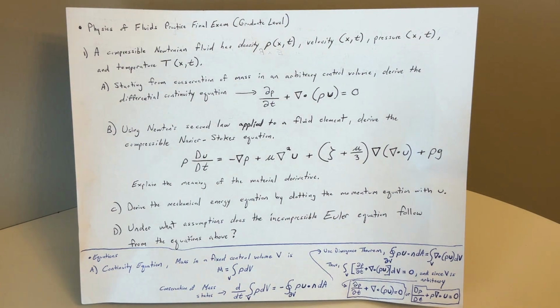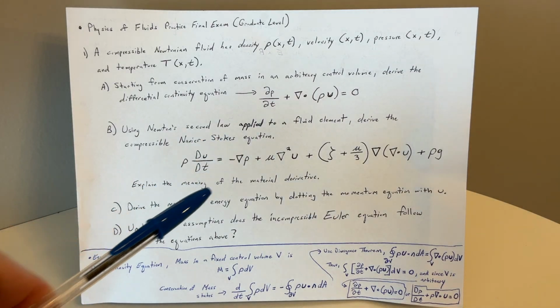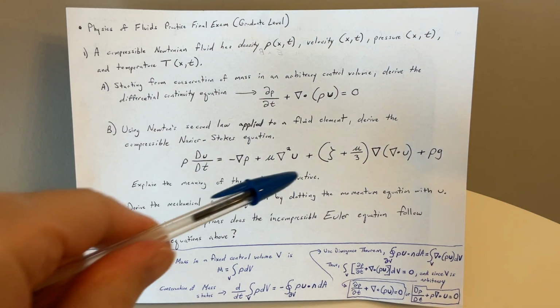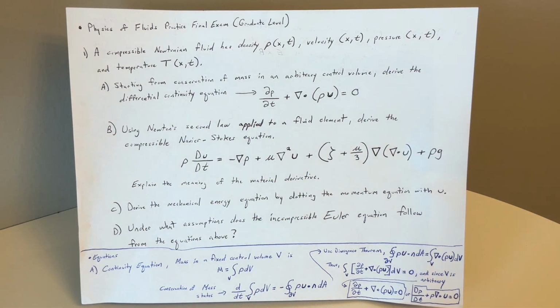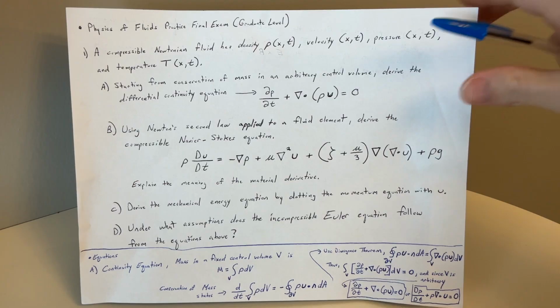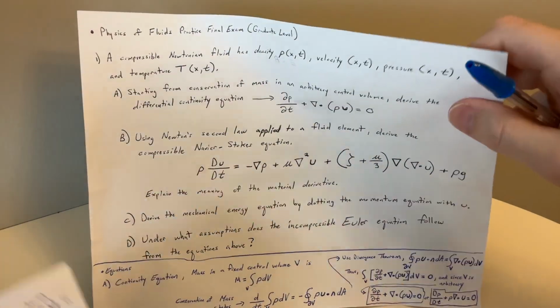Okay, moving along, letter B. Using Newton's second law applied to a fluid element, derive the compressible Navier-Stokes equation. So here's what we have. Let's see what we can do here for letter B.